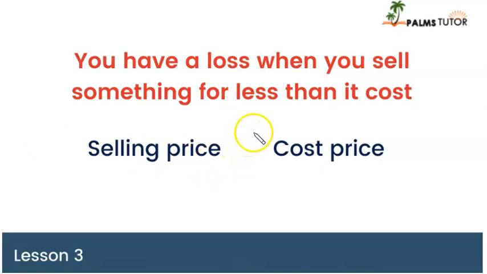Okay? So the selling price is less than the cost price, which means that the cost price is greater than the selling price, right? So if you buy something for 50 naira, for instance, and it's being sold for 40 naira, that means the selling price is lower, isn't it? That will be a loss. So let's see how to calculate loss, just like we did with profit.